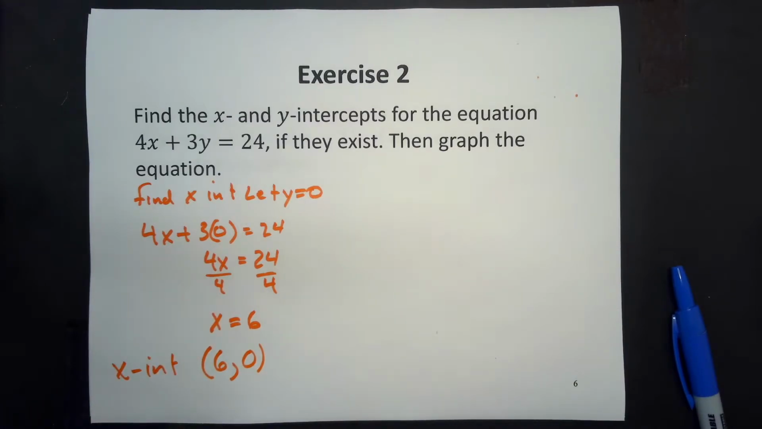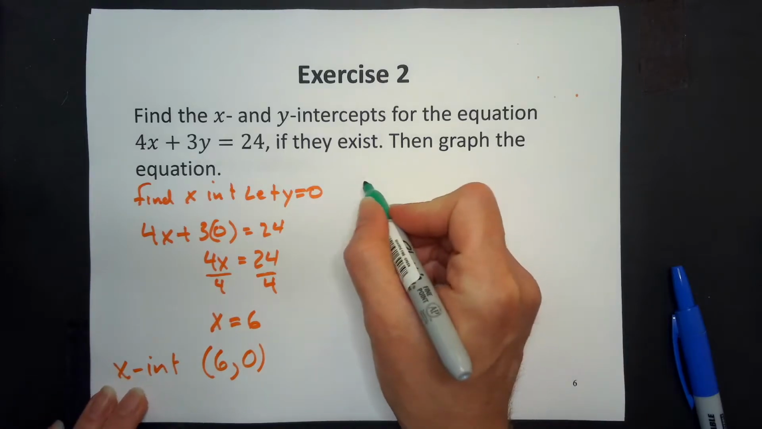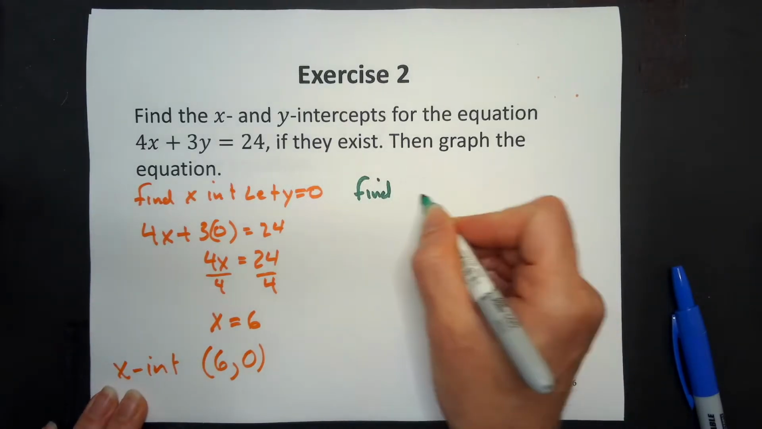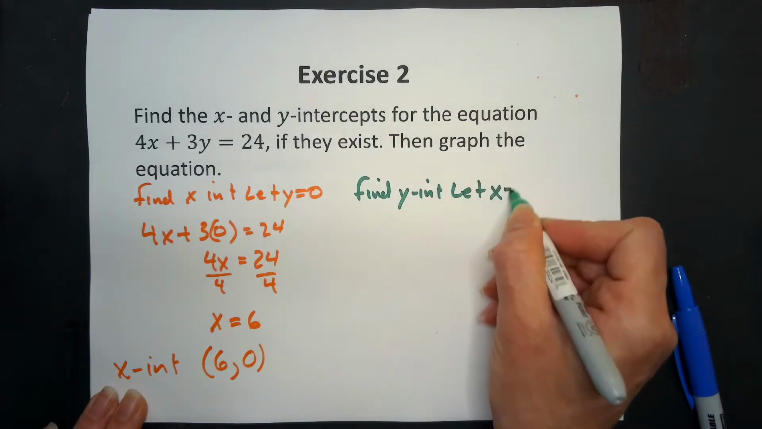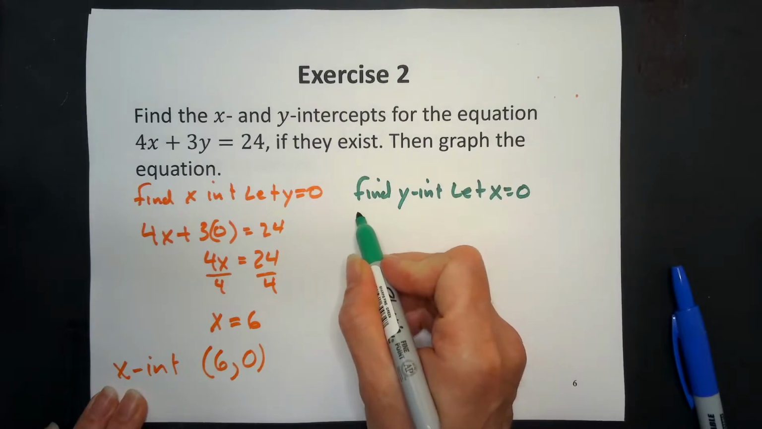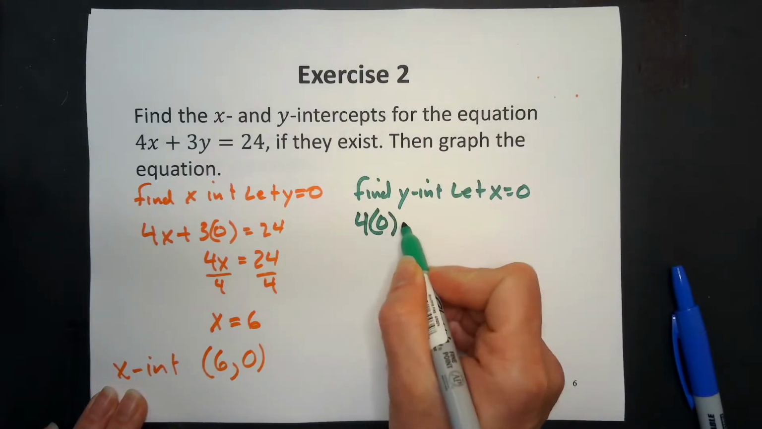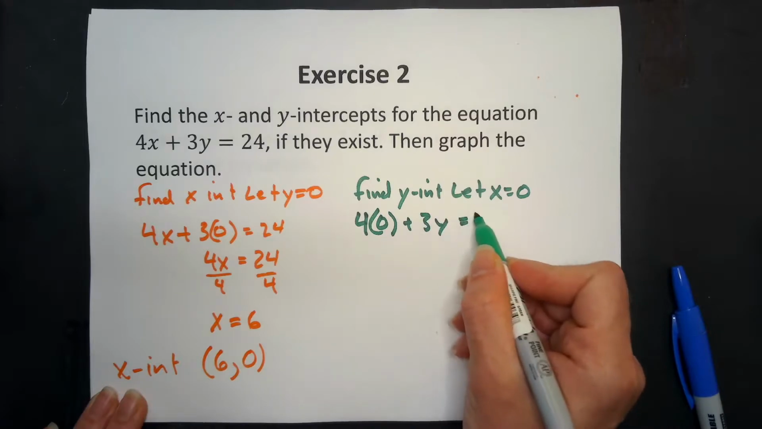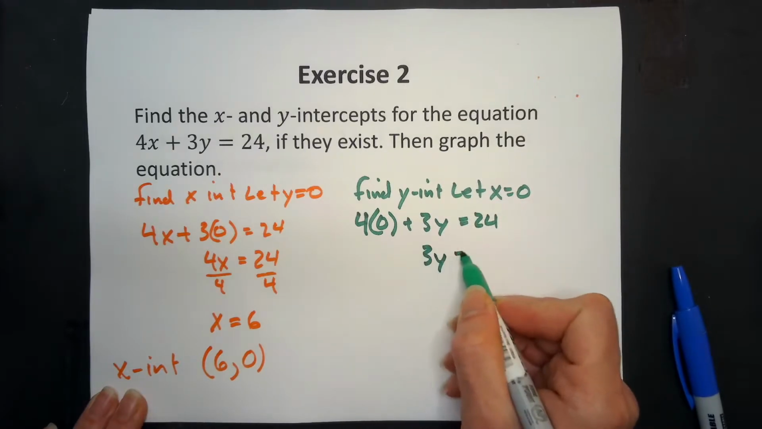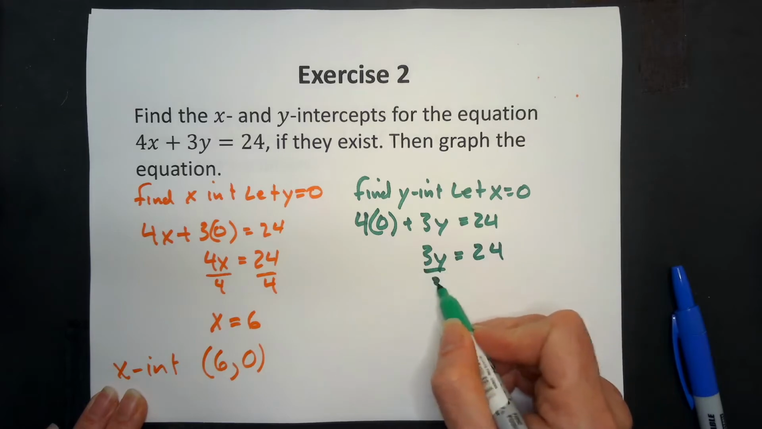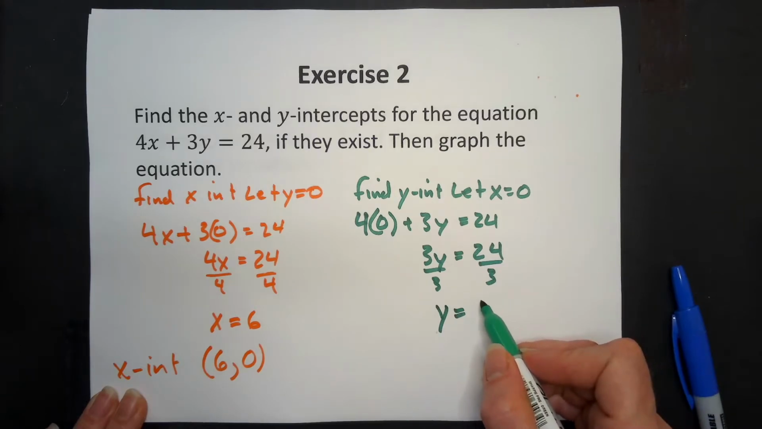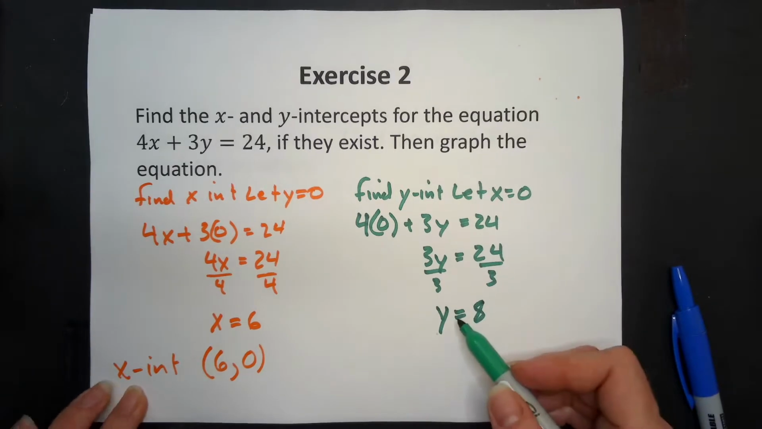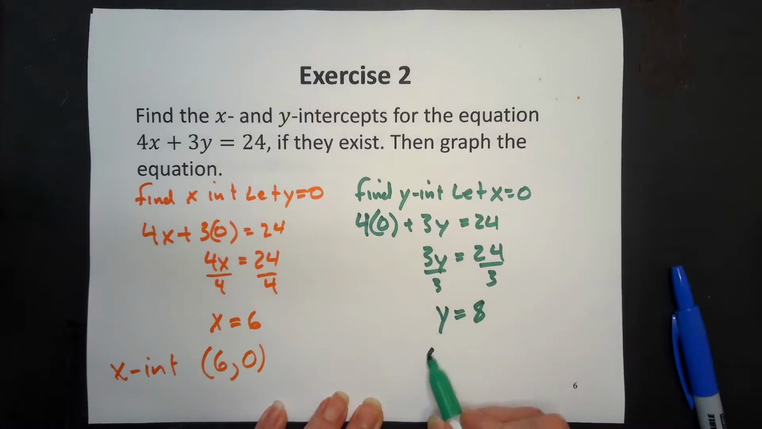Do the same thing for y now. Find the y-intercept. I'm looking for the y value, so I have to let x be equal to 0. So I'm going to have 4 times 0 plus 3y equals 24. So 3y equals 24. Divide both sides by 3. I get y equals, what is that, 8. And so that's going to give me the y-coordinate. So I know my x-coordinate had to be 0, my y had to be 8.